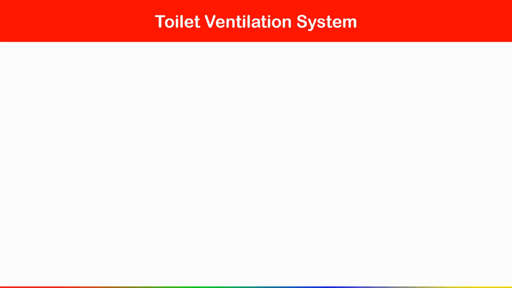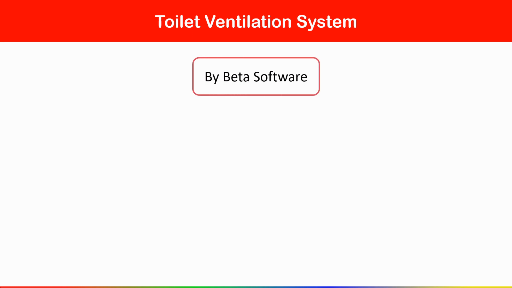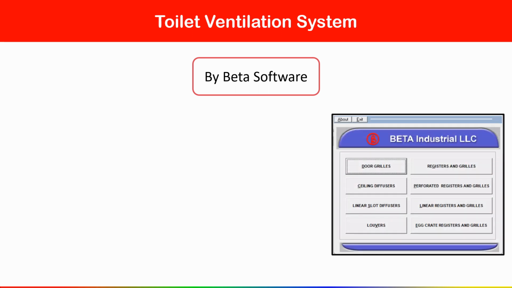Now the next method for door grill size is by using Beta software. So we have a software. When you open the Beta software you will get this type of preview. In that, see, different options are given. With the help of this software you can easily do the sizing. You can calculate the size of door grill, ceiling diffuser, linear slot diffuser, louvers, etc. So with the help of this software you can easily do the sizing of air terminal devices.